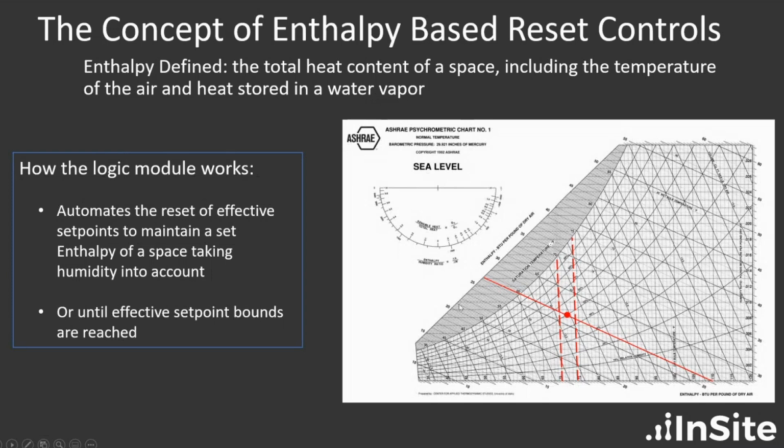So to illustrate this on a psychrometric chart, the red solid line going diagonal here represents the enthalpy, which is set. The dotted vertical red lines represent the effective set point bounds, and the curved horizontal black lines represent the relative humidity. So as relative humidity increases, the set points can be lowered to maintain that same enthalpy. As relative humidity decreases, the set points can rise and maintain that same enthalpy value.